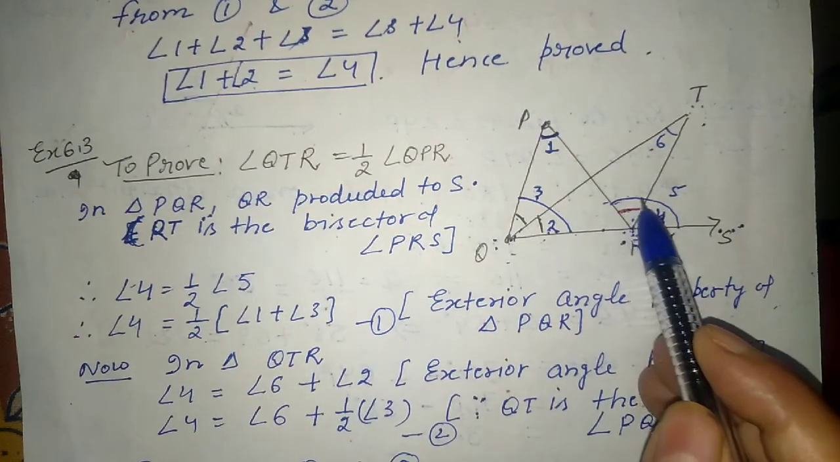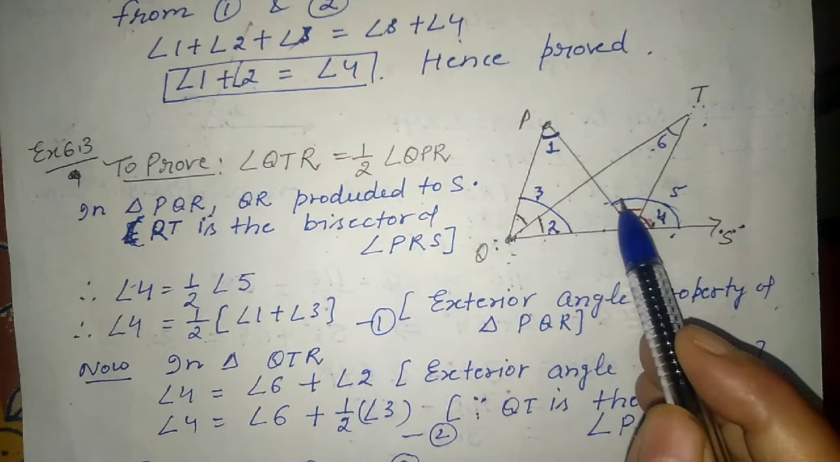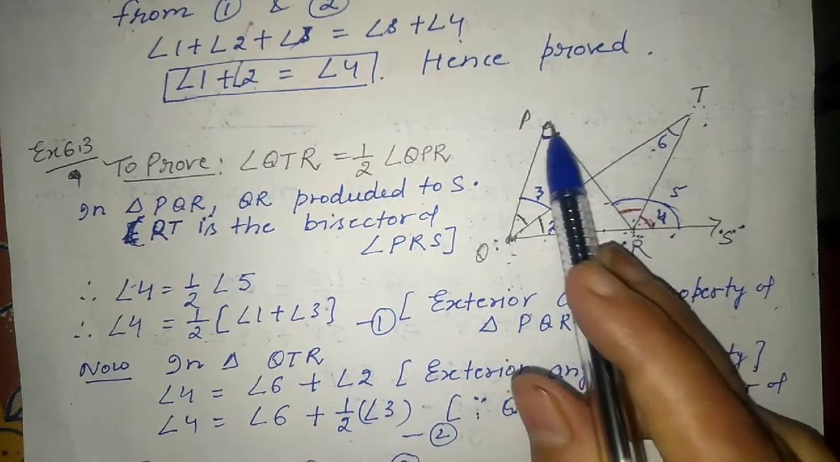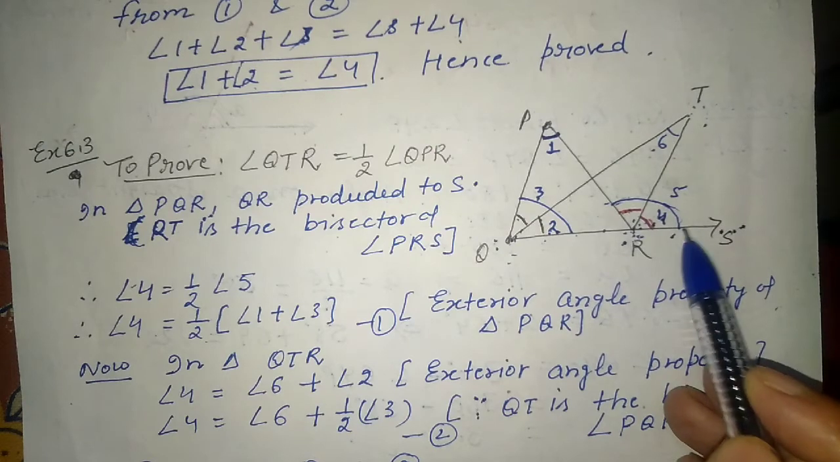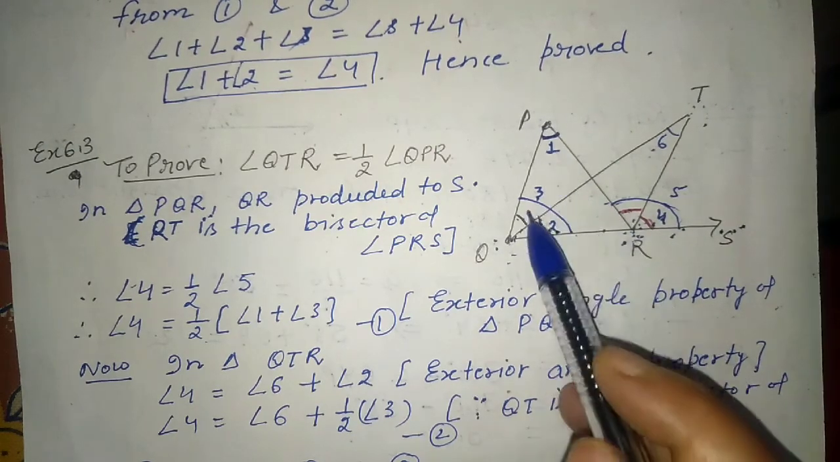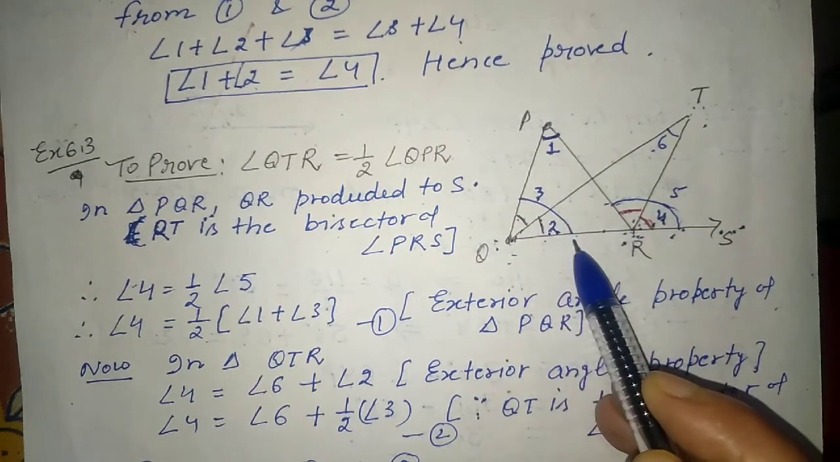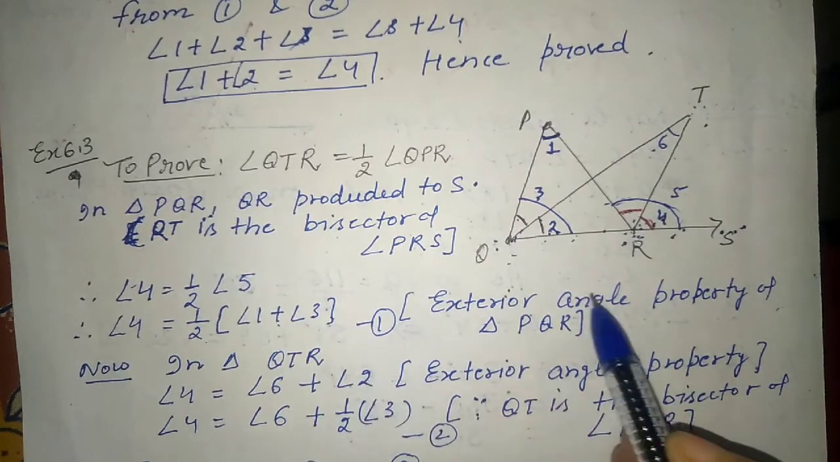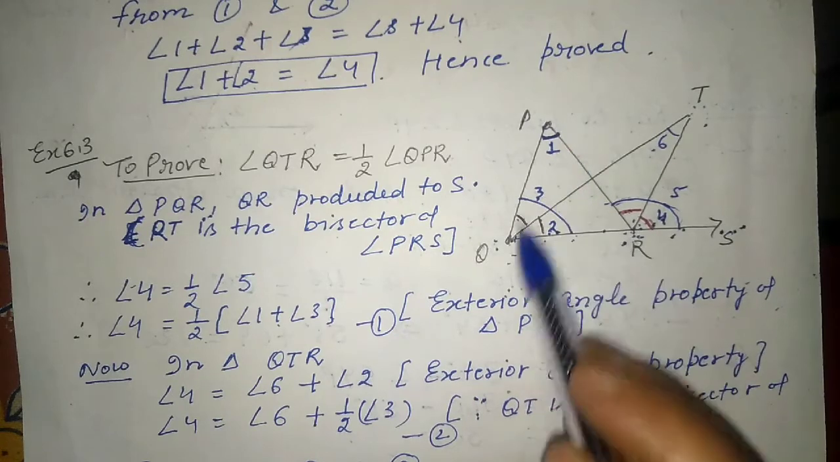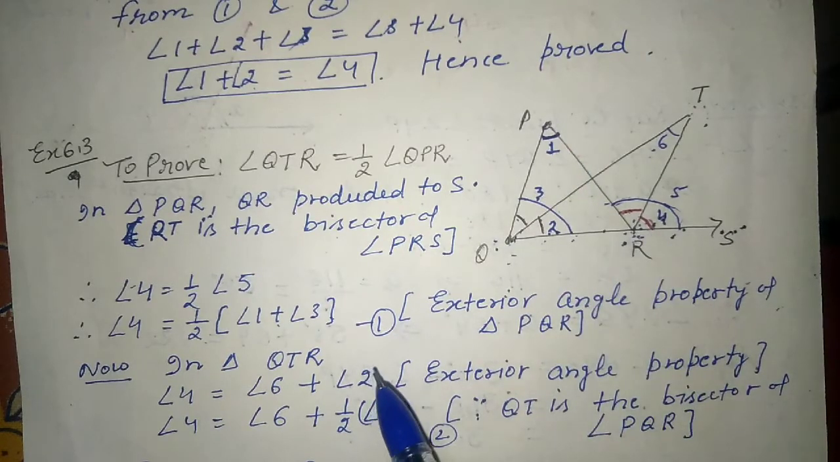This whole angle 5 is the exterior angle of triangle PQR. So angle 5 is equal to angle 1 plus whole angle 3. So angle 5 is angle 1 plus angle 3. We have used the exterior angle property of triangle PQR here.